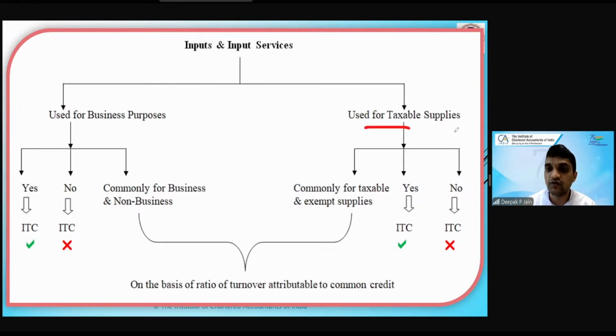And if any credit is used for taxable supplies, yes, you will claim the full credit. If it is not used for taxable supply, you will not get the credit. And what is commonly used for taxable and exempt supply, there you will claim the credit on the basis of turnover attributable to common credit.